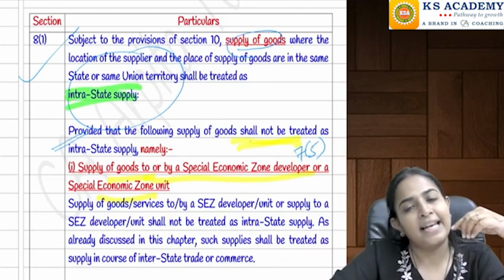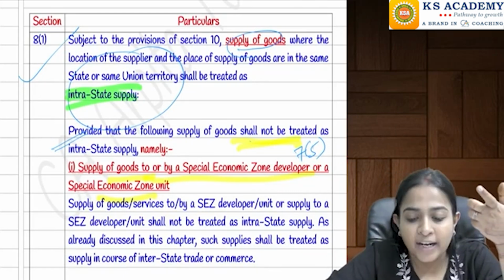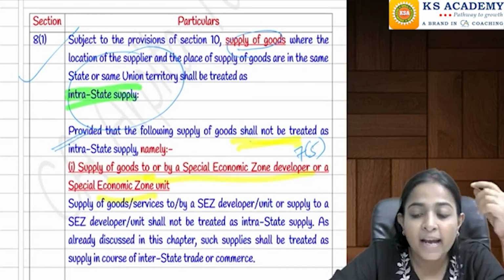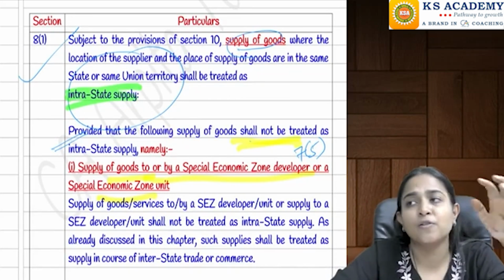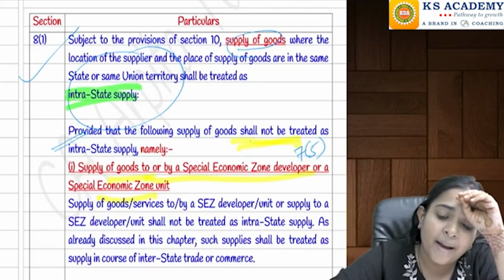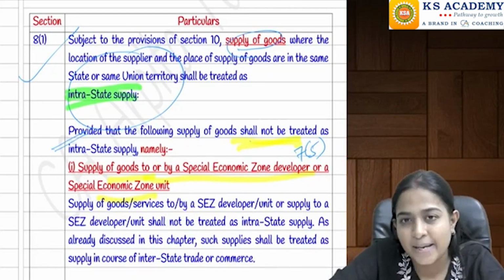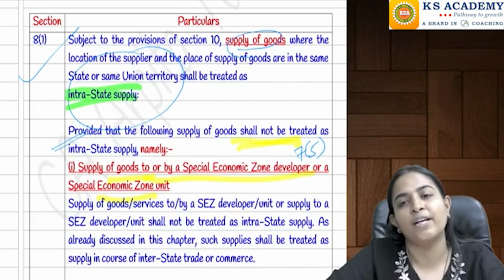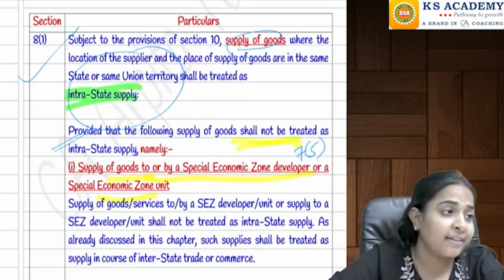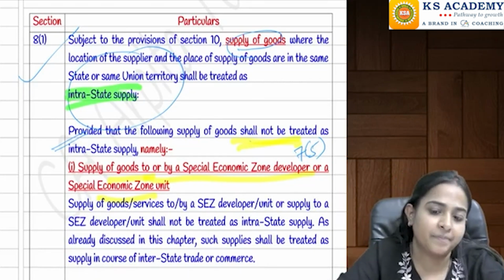And the last one, when you are supplying any goods to a foreign tourist, that will never be considered as intrastate supply. Tourist means any person who is normally not going to stay here in India. He has come to India for a vacation and is going to stay in India for a maximum period of 6 months. If you are supplying any goods to him, even though the supply is done within the same state, say the tourist is standing outside your office and you are supplying him, that will never be considered as intrastate supply. That will always be considered as interstate supply, and you have to apply IGST.